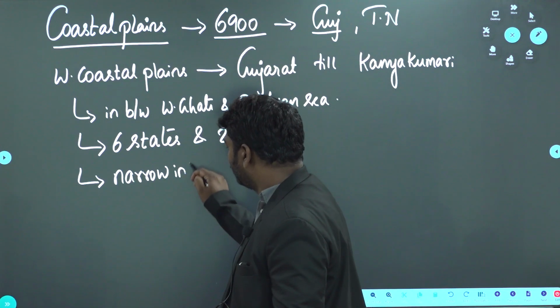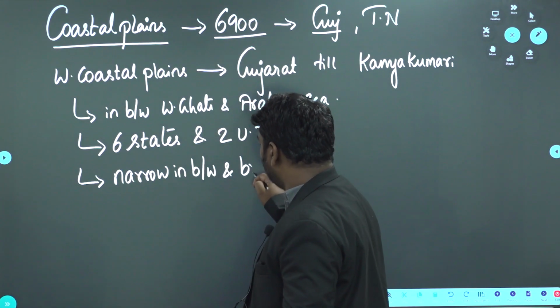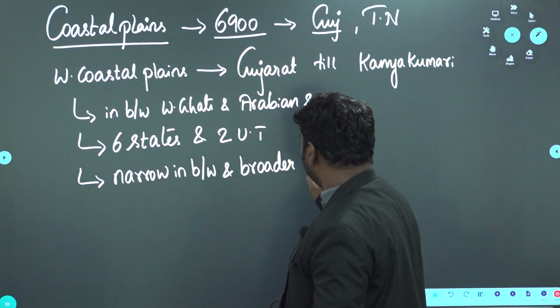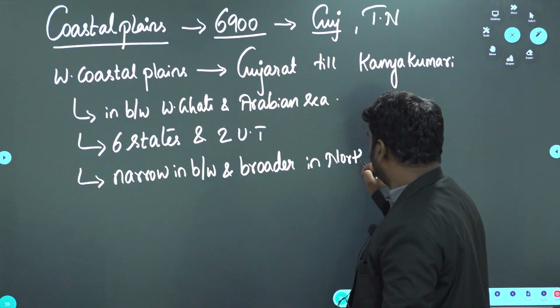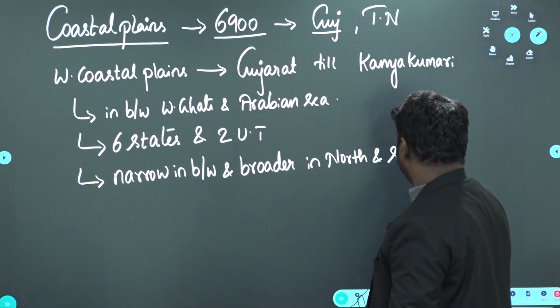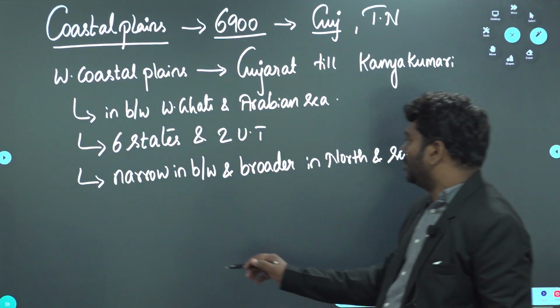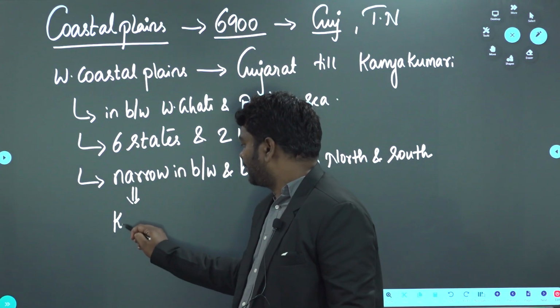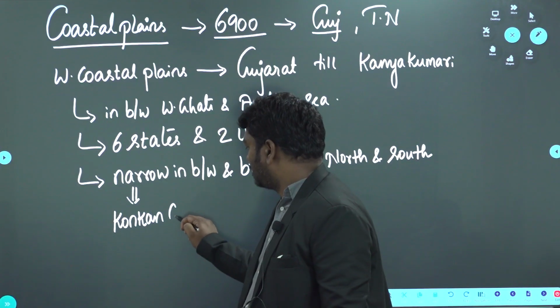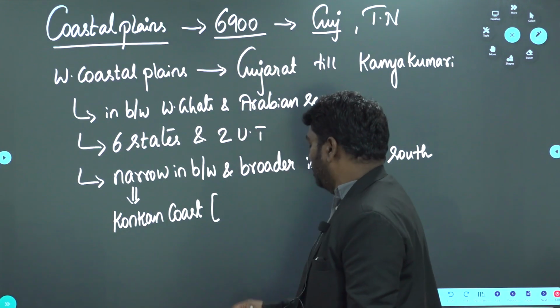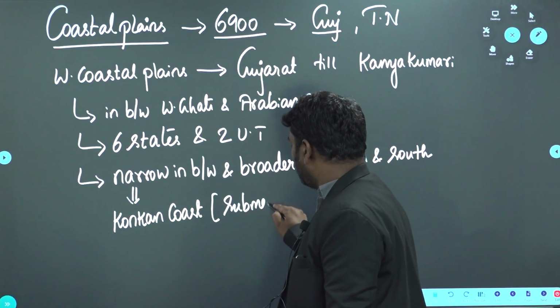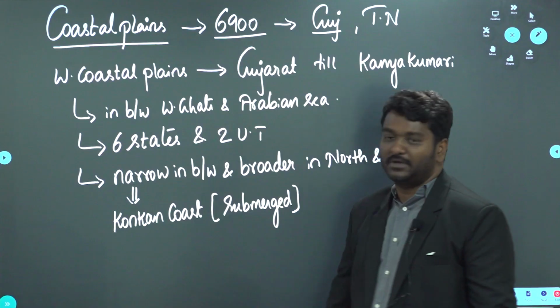Narrow in between and broader in north and south. It is broader near Gujarat and Kerala. It is narrow near Maharashtra, Goa. Especially narrow where? Konkan coast. Why is it narrow? It is submerged coast.